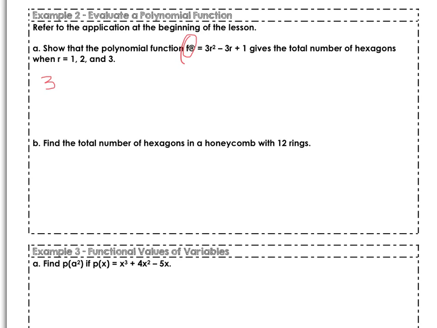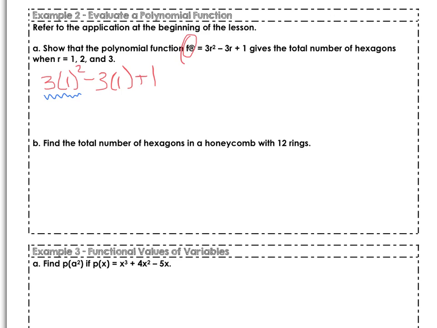So all I'm going to do is plug in 1 for r, okay? The reason why people tend to get tripped up here when evaluating functions is they forget their order of operations, especially with this first term here. I have 3 times 1 squared.